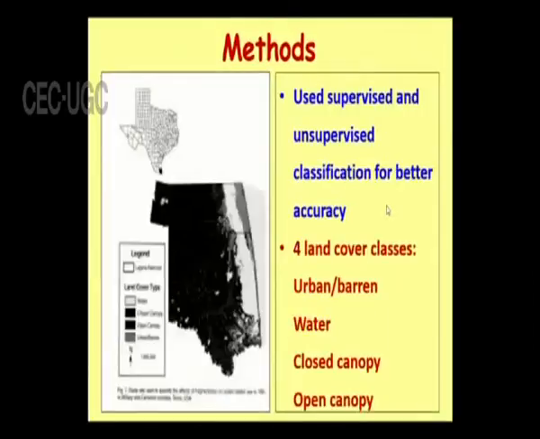And now, what we are observing: we are using the supervised and unsupervised classification for better accuracy, and we are dividing the land into 4 categories: the urban or barren, water, closed canopy and open canopy. These are the 4 types of area that we are classifying, and we have to match the habitat of the animal with the area. If the animal is more likely to be seen in a particular habitat, then we can prove the hypothesis, or otherwise we have to disprove it.